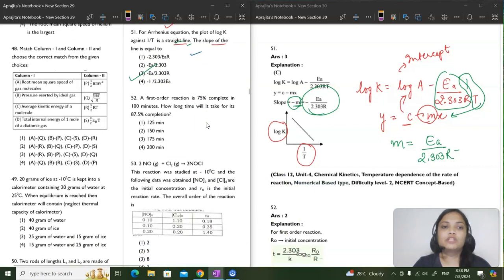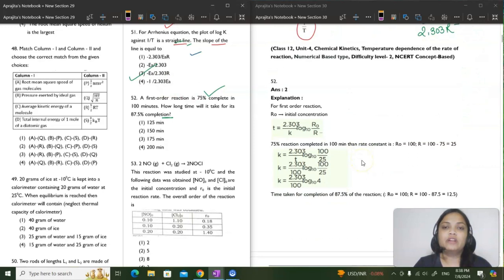Now students, question number 52 says the first order reaction is 75% complete in 100 minutes. How long will it take for 87.5% completion? For solving these types of questions, you must know the rate equations, the rate law and the equations for the first order, for zero order and for second order reaction as well.